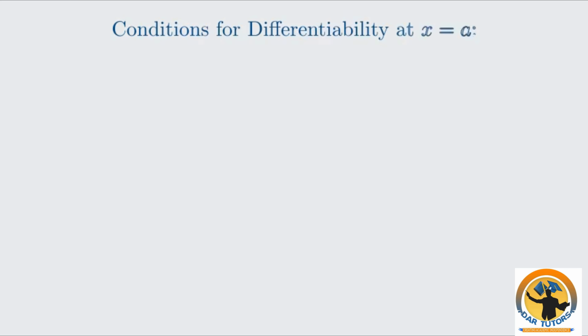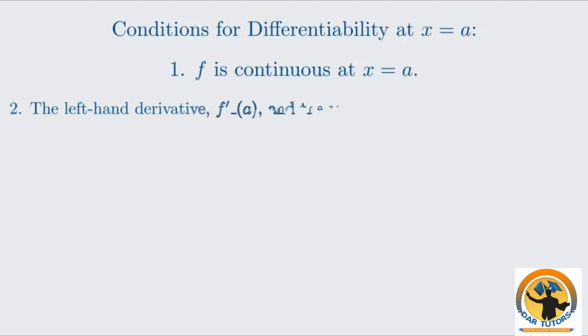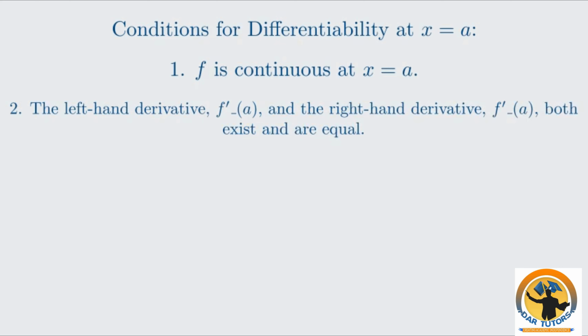Let's summarize the conditions for differentiability at a point x equals a. For a function f to be differentiable at x equals a, two conditions must be met. First, the function must be continuous at x equals a. Second, the left-hand derivative and the right-hand derivative must both exist and be equal. Let's work through an example to see how to apply these conditions.